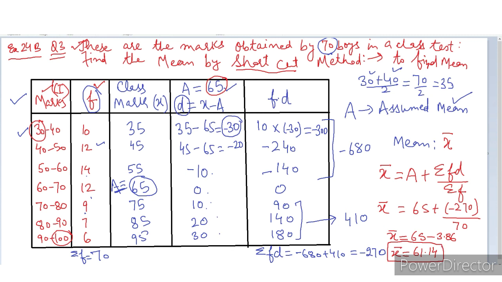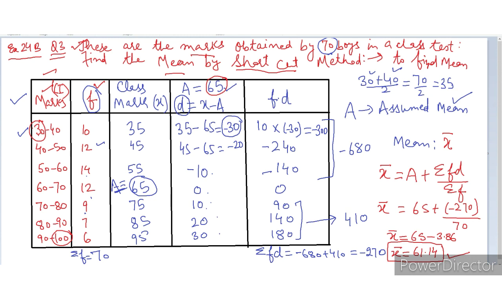See students, what is the meaning of this 61.14? The question on the top says find the mean of these marks by the shortcut method. The marks were given to us from 30 to 100, reading from the first column. So from the range of marks 30 to 100, the average marks secured by those 70 boys are 61.14. This is the meaning: the average or mean marks secured by students.